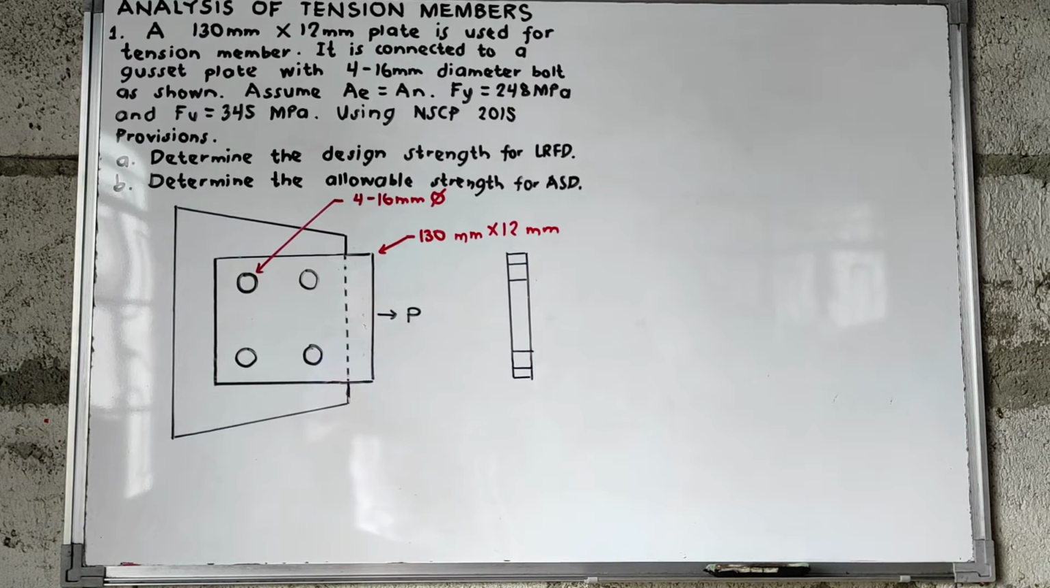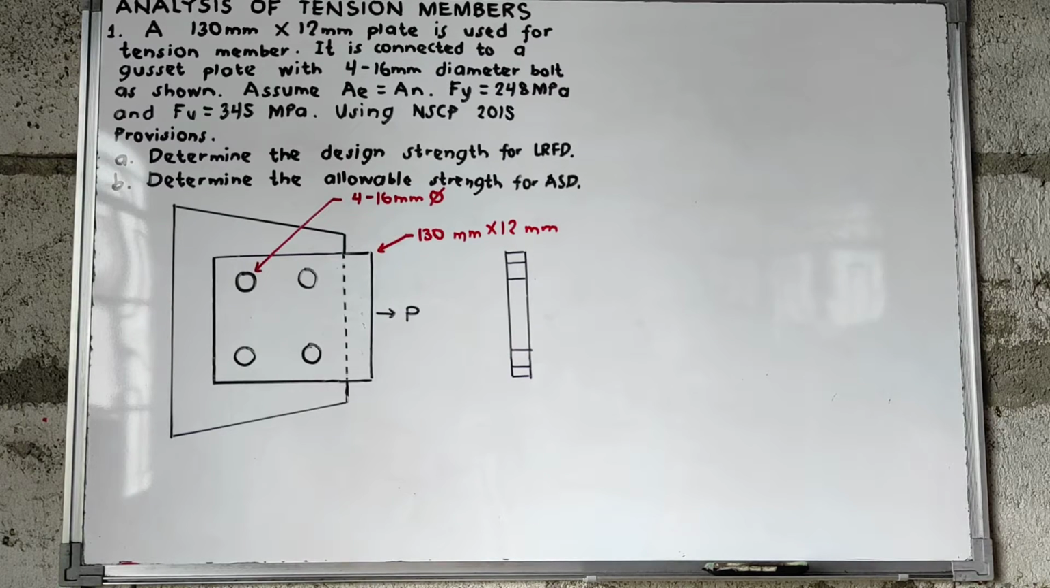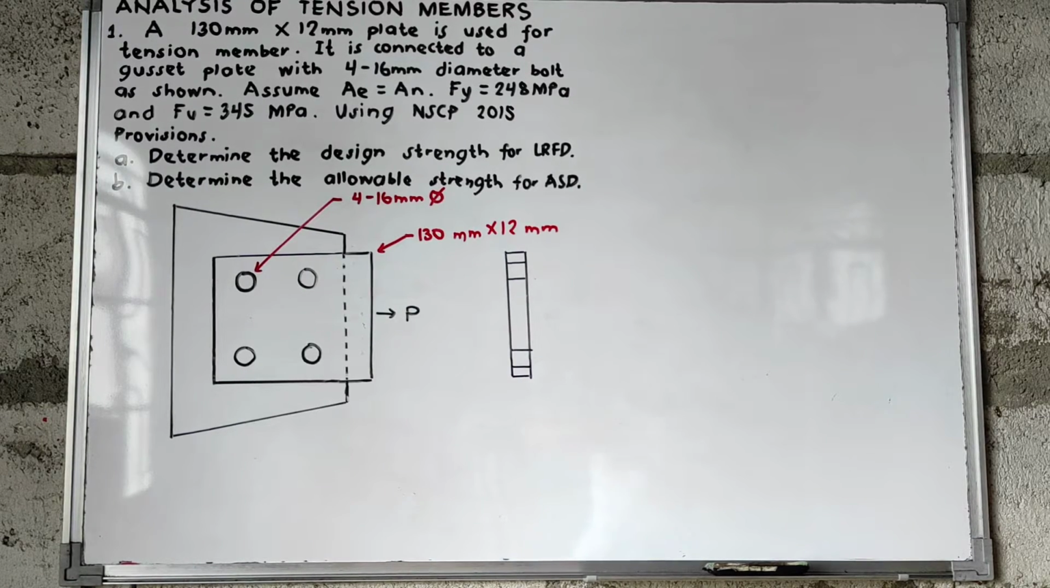First of all is the tension member that we will study. The other one we will study is the compression member, which is the column. For now, we will focus on the tension member. So let's solve problem number 1. A 130 mm by 12 mm plate is used as a tension member.